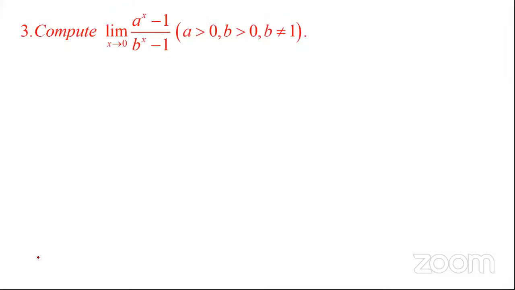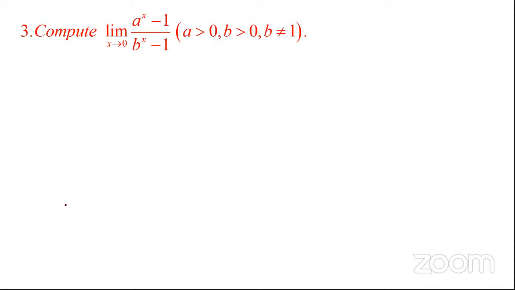Compute the limit as x tends to 0 of (a power x minus 1) by (b power x minus 1), where a is greater than 0 and b is greater than 0. B should not equal 1. Why? Because if b equals 1, then the denominator becomes 0 and the value will be infinity.